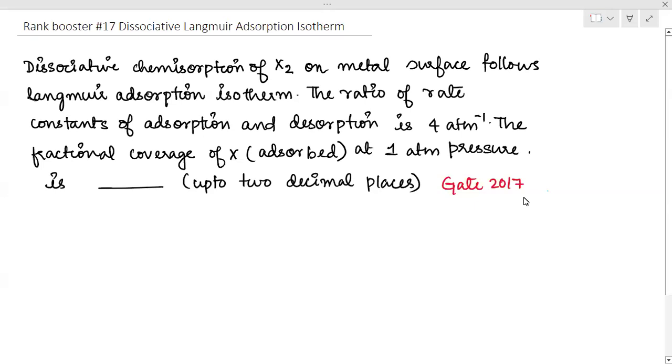Now, today's type of question is where a lot of students make mistakes because they don't pay attention or they don't read the question carefully. Okay, so I'll explain what the mistake is.